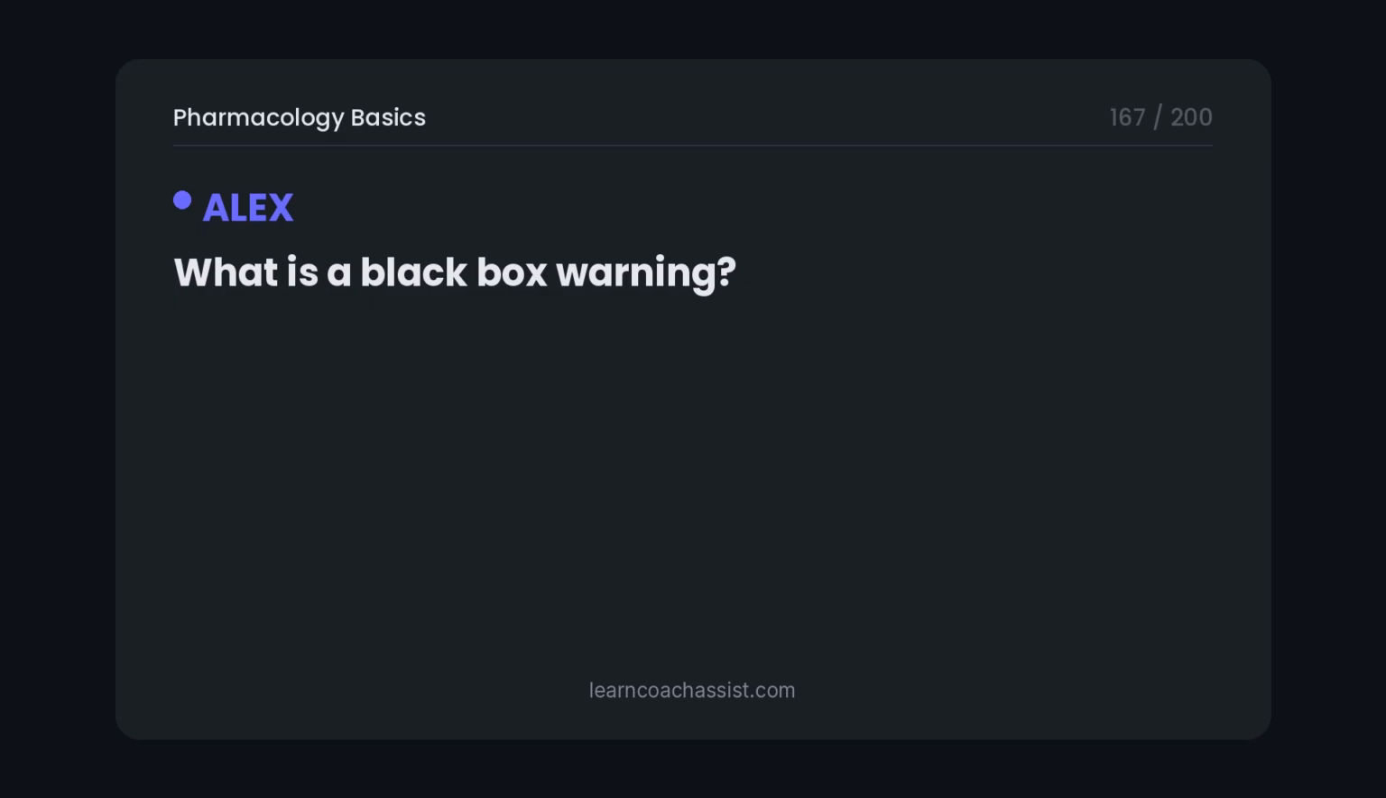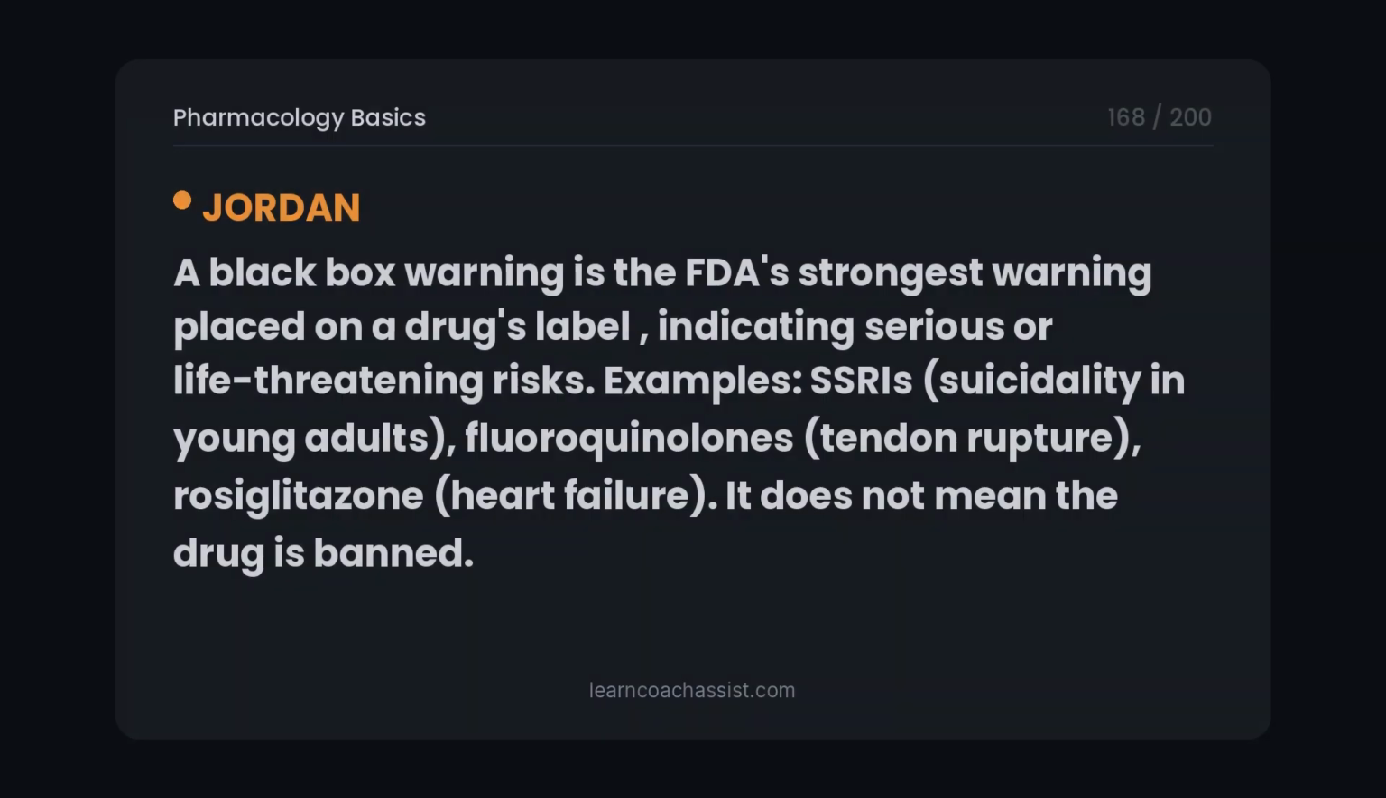What is a black box warning? A black box warning is the FDA's strongest warning placed on a drug's label, indicating serious or life-threatening risks. Examples: SSRIs, suicidality in young adults; fluoroquinolones, tendon rupture; rosiglitazone, heart failure. It does not mean the drug is banned.